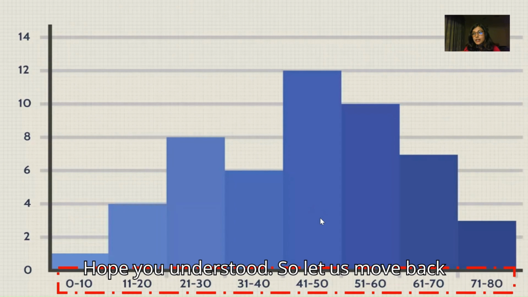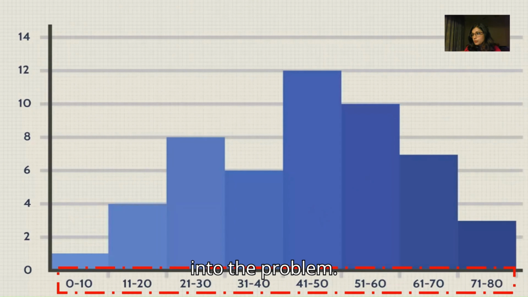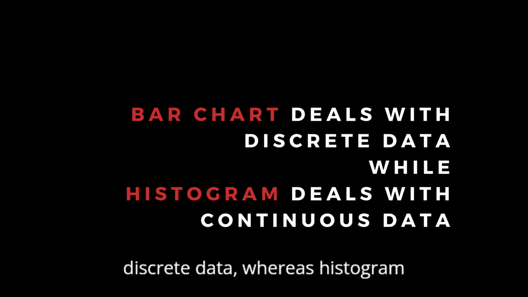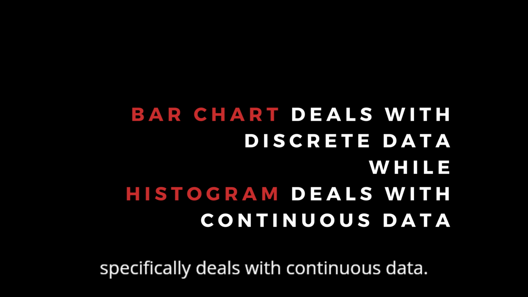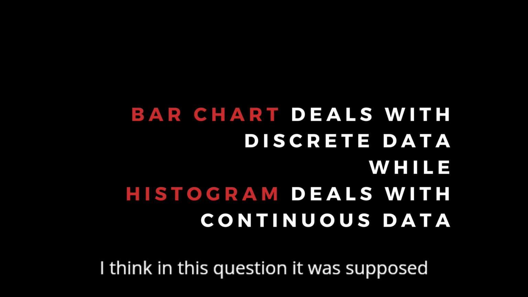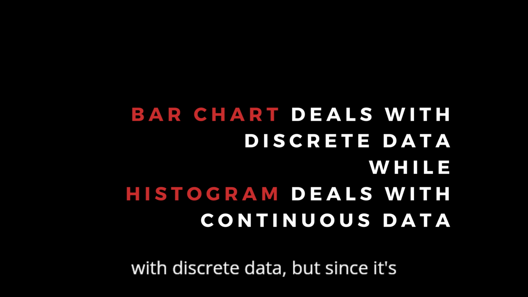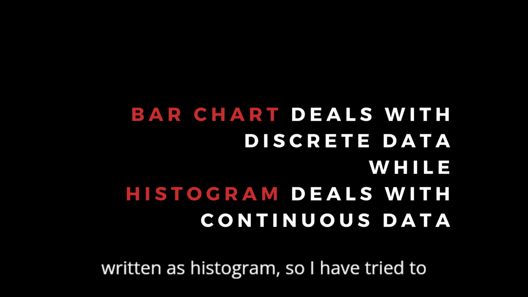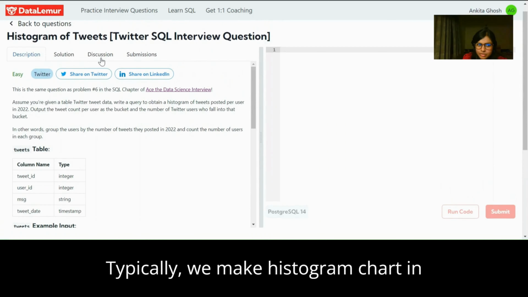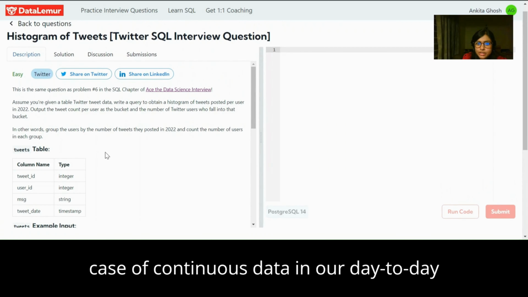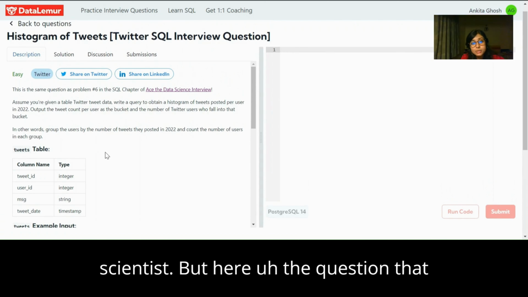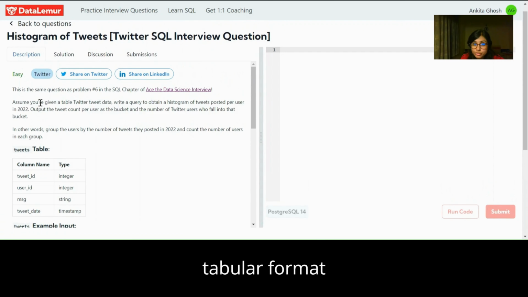Hope you understood. So let us move back to the problem. Typically a bar chart deals with discrete data, whereas a histogram specifically deals with continuous data. I think in this question it was supposed to be a bar chart since we are dealing with discrete data, but since it's written as histogram, I have tried to avoid the confusion. Typically, we make histogram charts for continuous data in our day-to-day jobs as a data analyst or data scientist. But here, the question asks us to build a tabular format.